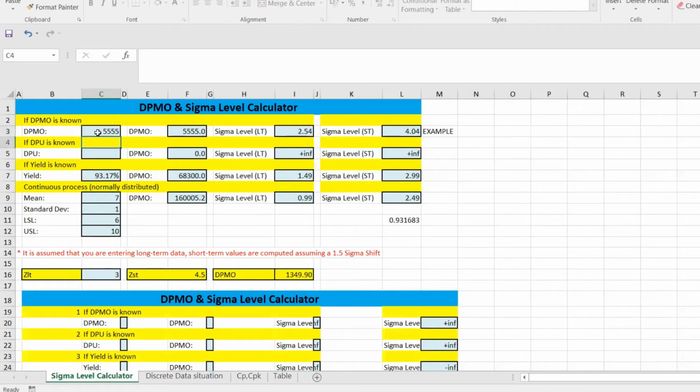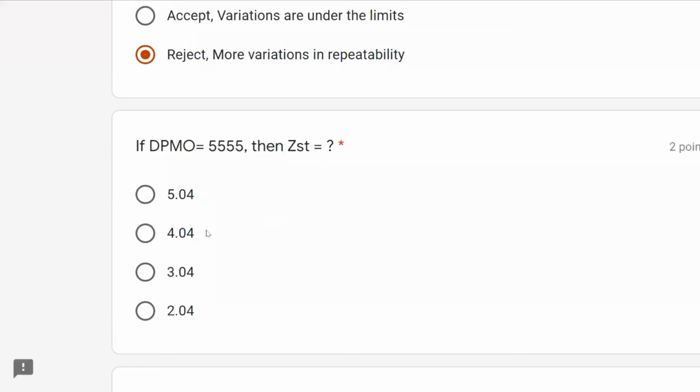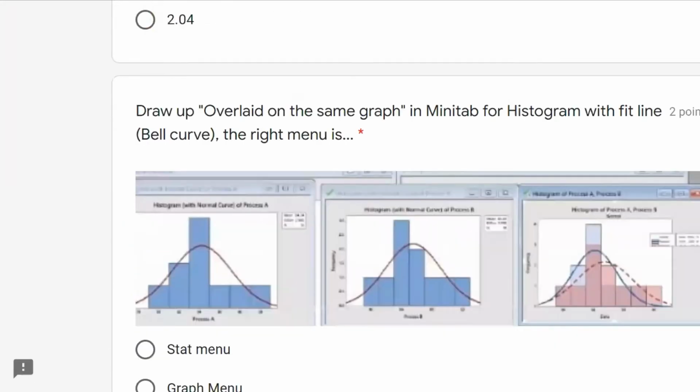5555 and enter it. Yeah, Z-ST value equal to 4.0. So I will just give alt tab. I'll come back. I'll give this one 4.0. Let's go to the next question.